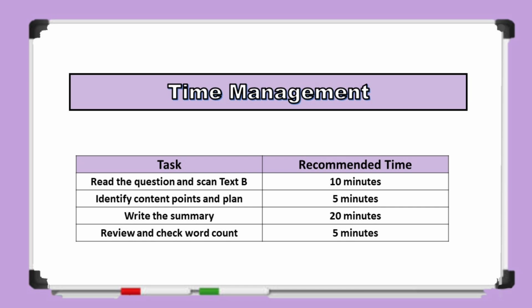Good time management is also essential. Spend about 10 minutes reading the question and scanning text B, 5 minutes identifying the content points and planning, 20 minutes writing the summary, and the final 5 minutes checking your grammar, spelling, punctuation, and word count.